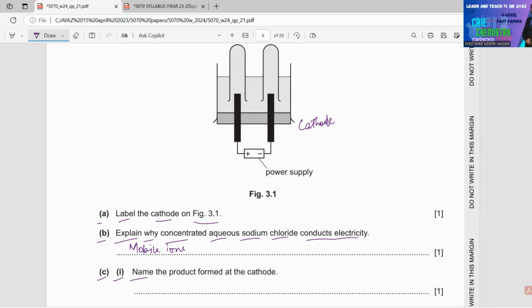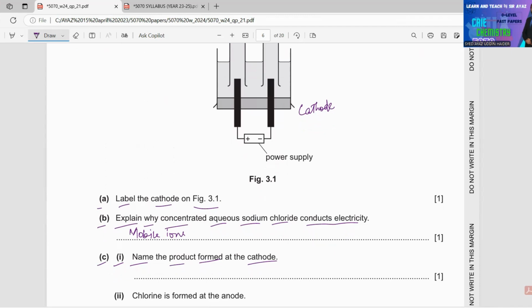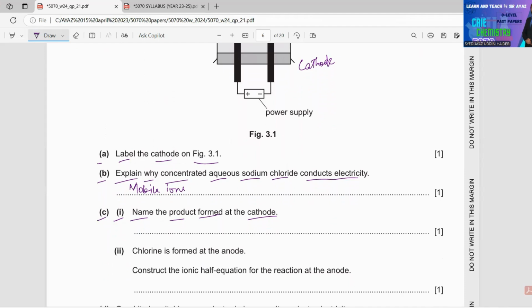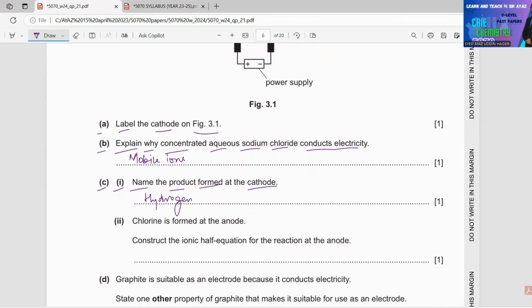Part C1. Name the product formed at the cathode. In case of concentrated aqueous sodium chloride, you will get hydrogen gas, because hydrogen is less reactive than sodium, or reverse argument, hydrogen is below sodium, or hydrogen has high ease of discharge, low difficulty of discharge. You can write any of these. You can consider any of these reasons for the product obtained at the cathode.